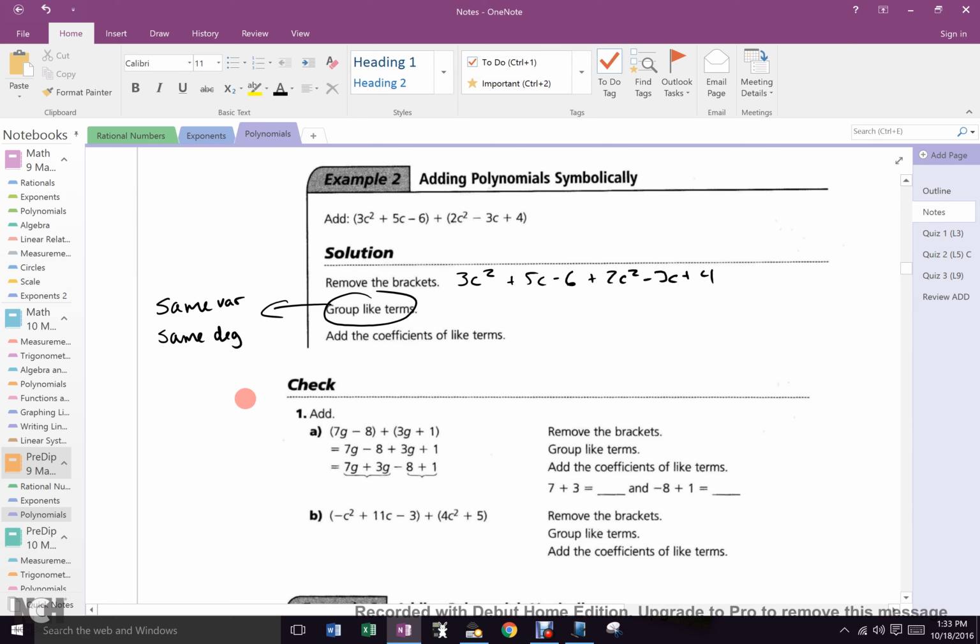So now when I say group, do you actually have to rewrite it? Of course not. Yesterday, what did I do? I highlighted them. Today in the warm-up, I said I'm starting with the c squareds, and I just looked for other c squareds. 3 and 2 is 5c squared. Then they're gone. 5c minus 3c plus 2c, and they're gone. And negative 6 plus 4 is negative 2.